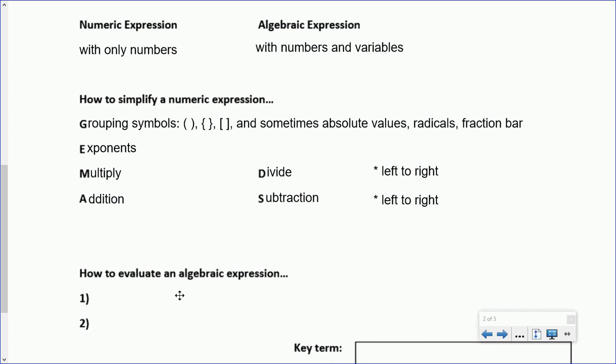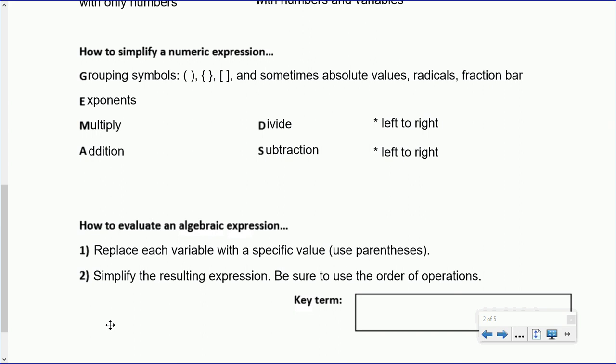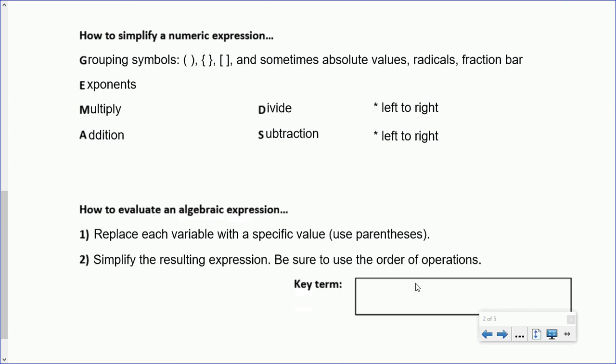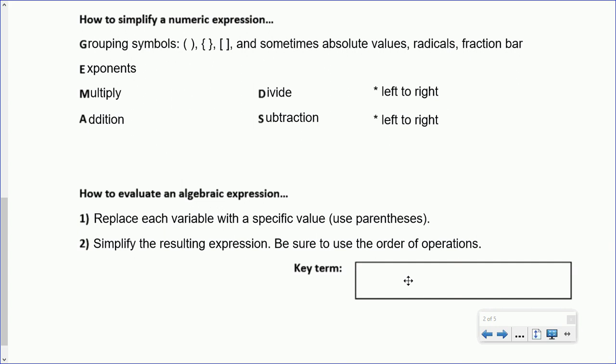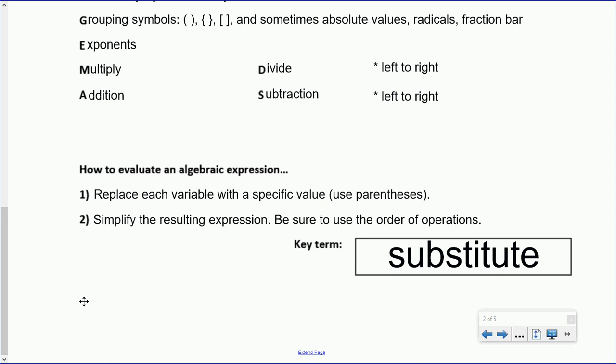Now, to evaluate an algebraic expression, 2 steps. 1, replace the variable with a specific value. So when we replace it, we're substituting it in. And we always use parentheses when we do that. Okay? And then simplify the resulting expression using the order of operations. So 2 quick steps. The key word there is to substitute. Okay? So we want to plug stuff in and then simplify.